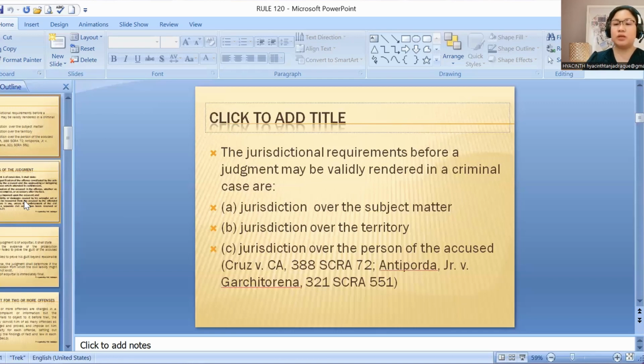Jurisdiction over the territory, meaning to say whether the court has jurisdiction over the territory in which the elements of the crime were committed, and whether or not the court was able to validly acquire jurisdiction over the person of the accused. Take note that the three have to be present because the absence of one shall be a ground to nullify the entire proceeding. It shall be considered void ab initio.